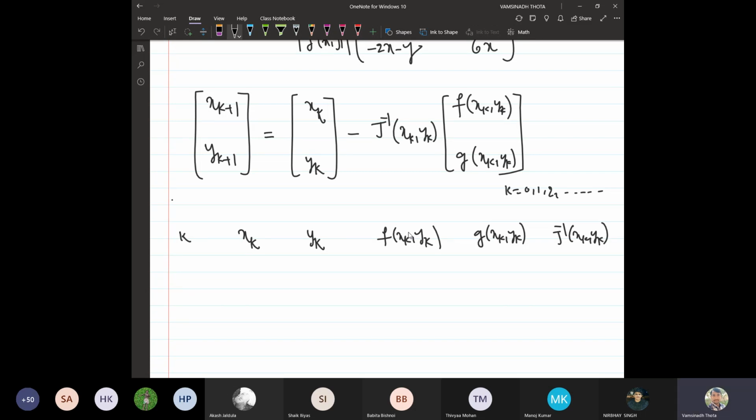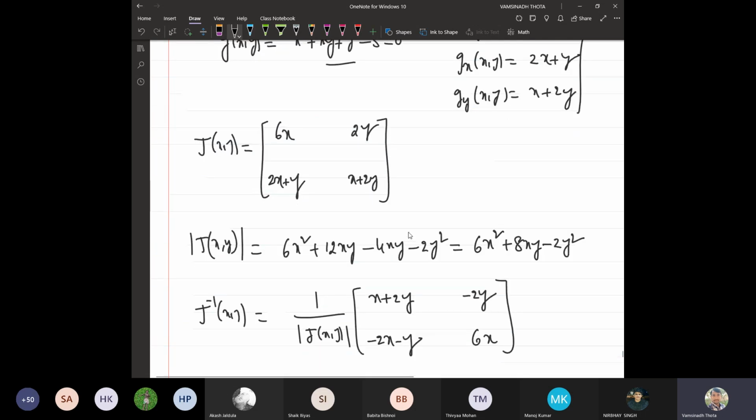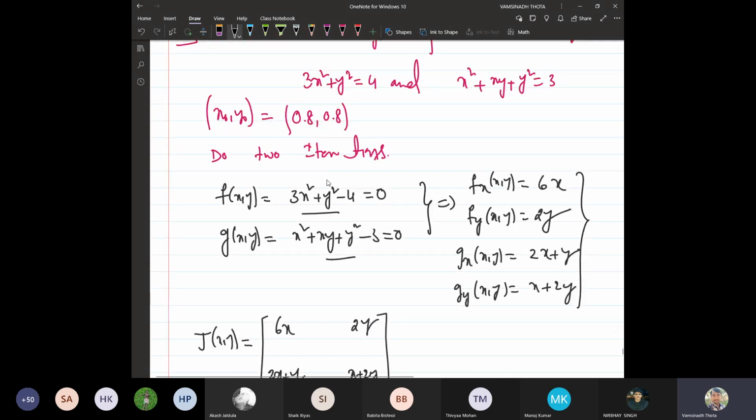Anyway, now let us start with k is equal to 0. So x0 and y0, the initial guess, is given to be 0.8 and 0.8. Now evaluate the value of the function f at this point 0.8 and 0.8. So 3 times 0.8 square plus 0.8 square minus 4. What is the value? The value of f at 0.8 comma 0.8.